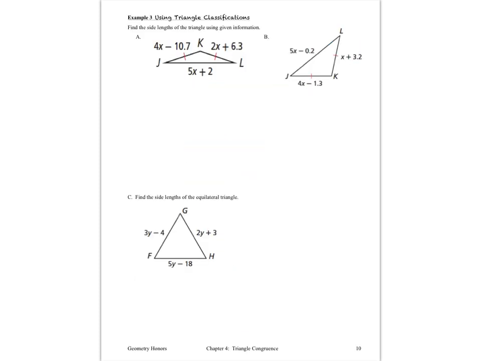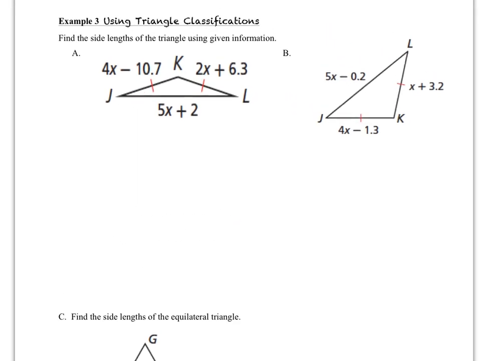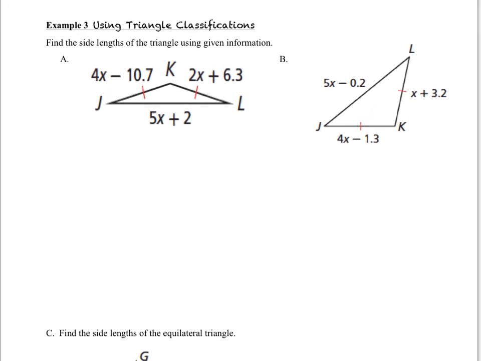In example 3, what we're going to be doing is using the triangle classifications. So we have information given to us, but we don't have all the information. What we're going to try to do is use our algebraic skills and our knowledge of geometry to determine what the missing values are. The instructions say find the side lengths of the triangle using the given information. And what we see immediately is that side JK and segment KL are congruent, which means that their lengths are equal. And since we have expressions for each one of those side lengths, we can substitute in for those.